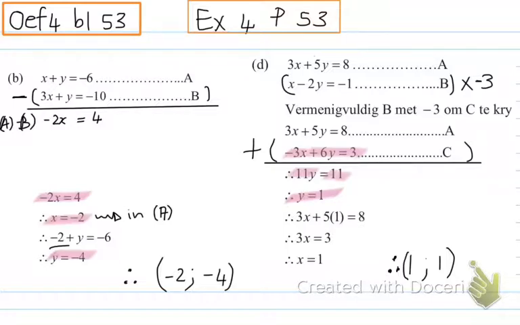Then to get x, I'm going to sub that into equation number A. Okay, so I put it into A. A was 3x plus 5y, but what is y again? y is 1. So 3x plus 5 is equal to 8. Take the 5 over, then I get 3x is equal to 3, and x is equal to 1. So I have y is equal to 1, x is equal to 1. So the coordinates will be 1, 1.